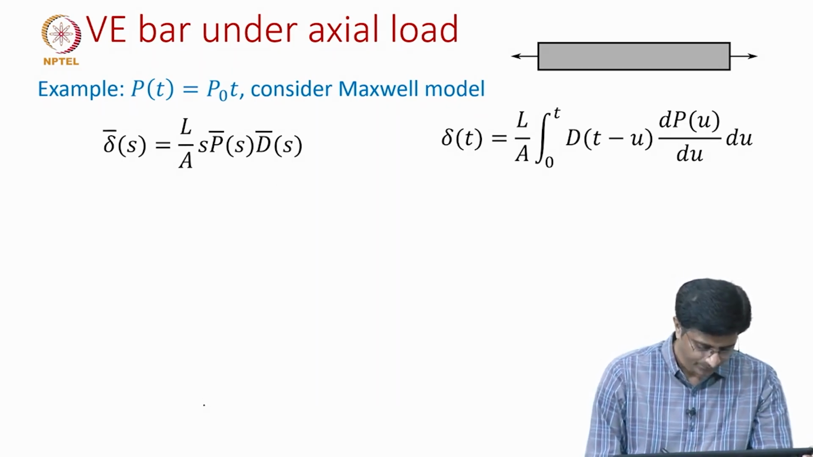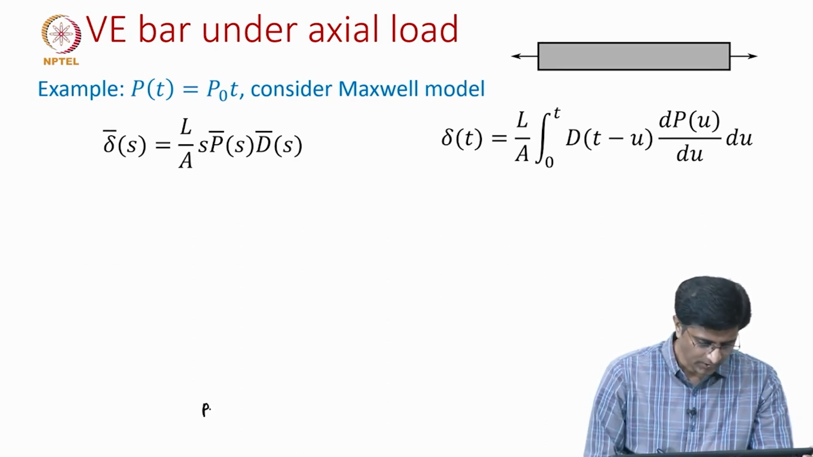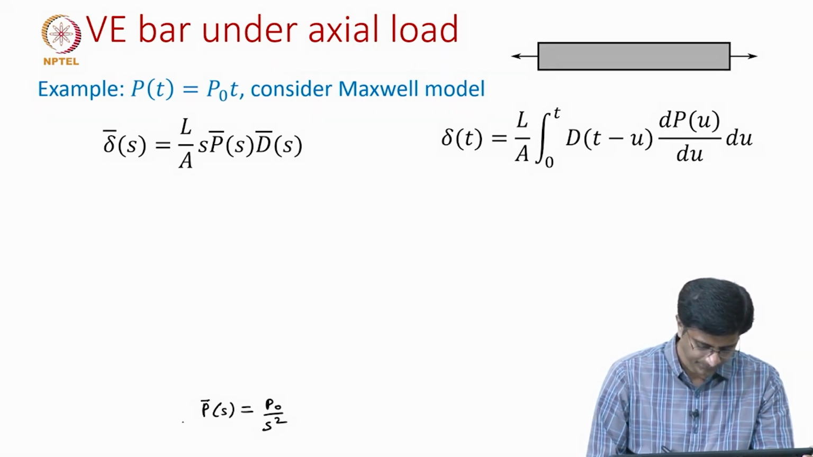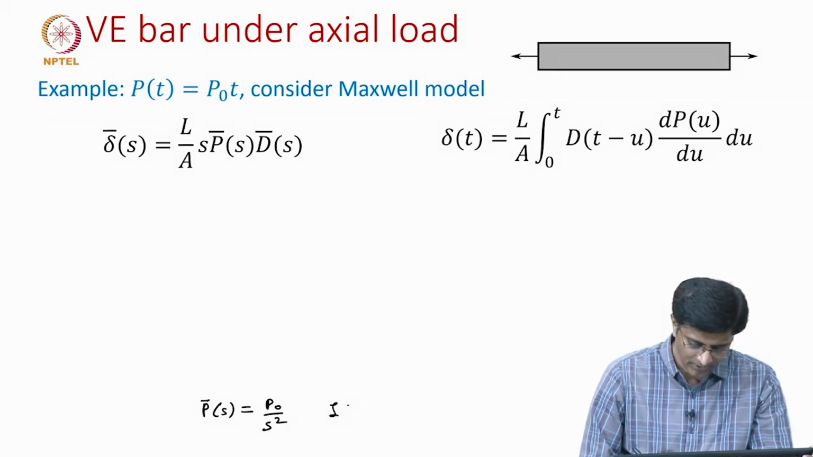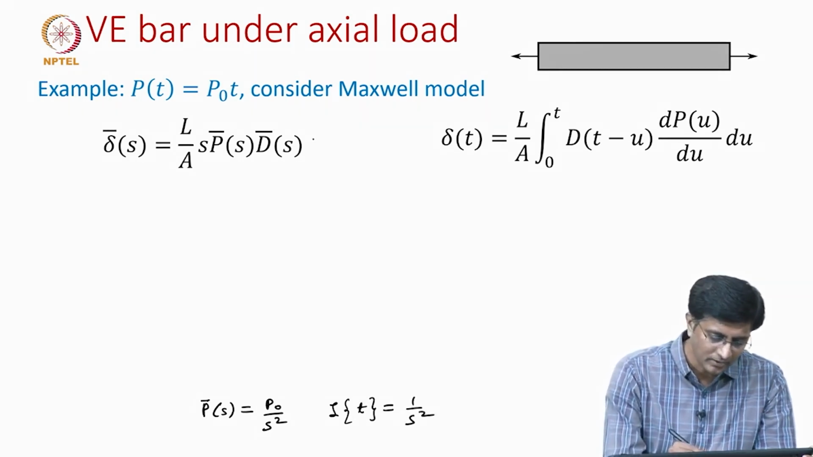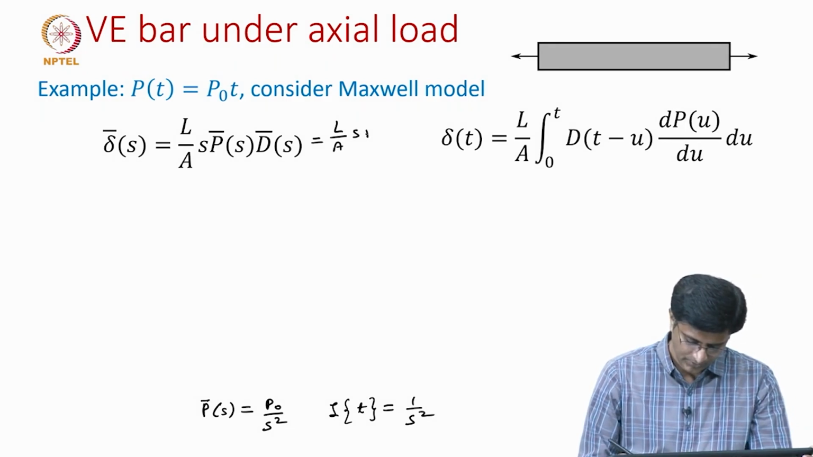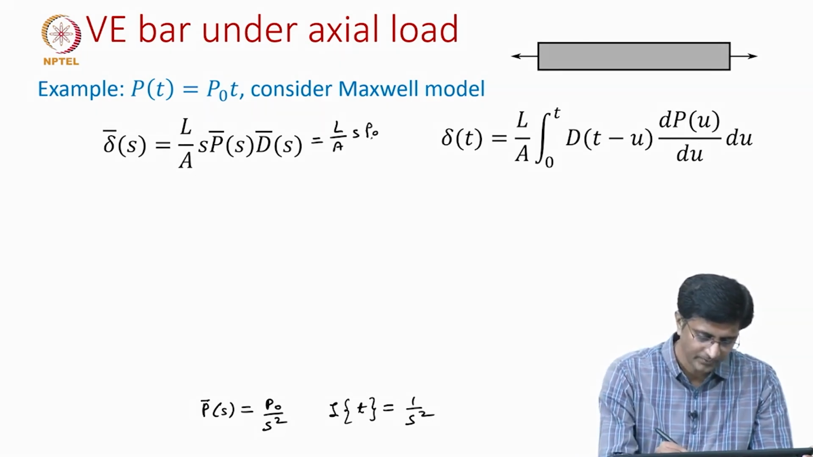So, now if P of t is P naught t, what is the Laplace of this? So, Laplace of it will be P naught by S square. In other words, what I am trying to say is Laplace of t is 1 by S square. So, we use that formula, and here I should be able to write this as L by A, S of P naught by S square d of S.